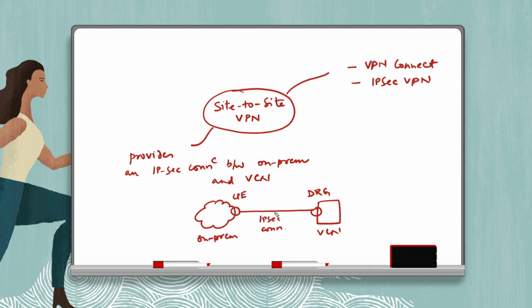Now, what is the meaning of this IPsec connection? This typically represents that the IP packets are going to be encrypted before they are transferred and decrypted when they arrive. That is your IPsec protocol. Now remember, this communication happens over the internet. The traffic traverses over the public internet, but it's an encrypted connection.